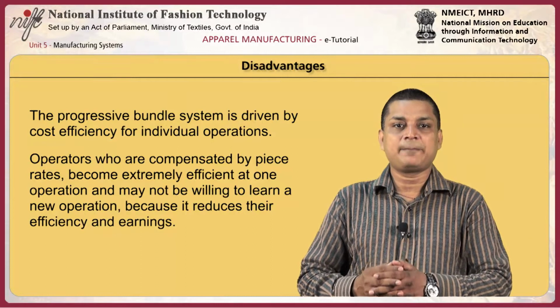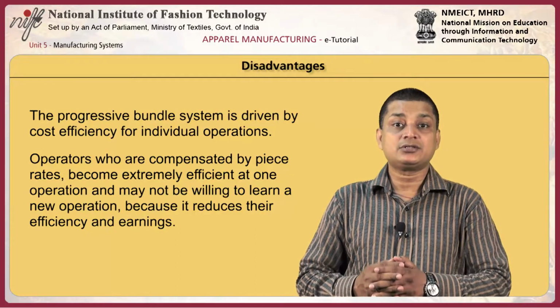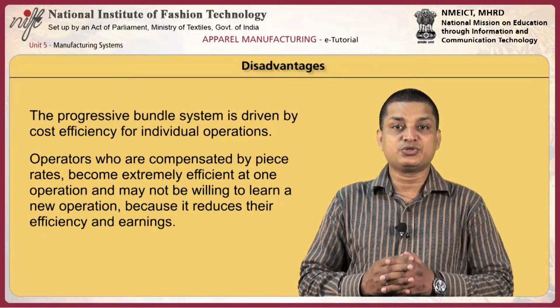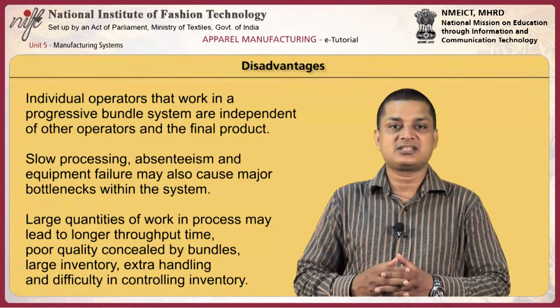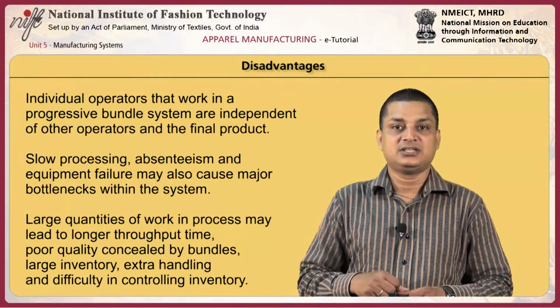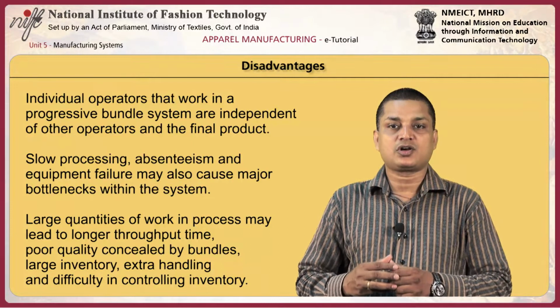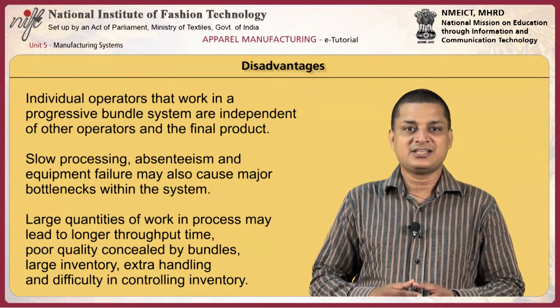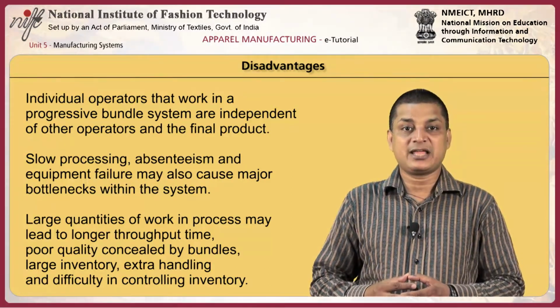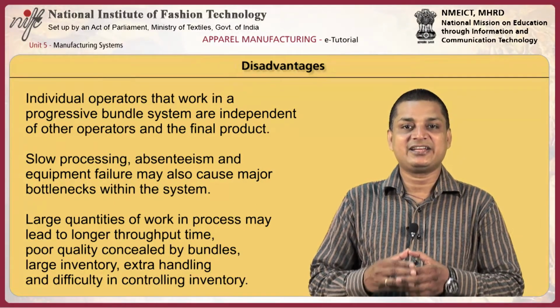Operators who are compensated by piece rates become extremely efficient at one operation and may not be willing to learn a new operation because it reduces their efficiency and earnings. Individual operators that work in a progressive bundle system are independent of other operations and the final product. Slow processing, absenteeism and equipment failure may also cause major bottlenecks within the system. Large quantities of work in process are often characteristic of this type of production system. This may lead to longer throughput time, poor quality concealed by bundles, large inventory, extra handling and difficulty in controlling inventory.